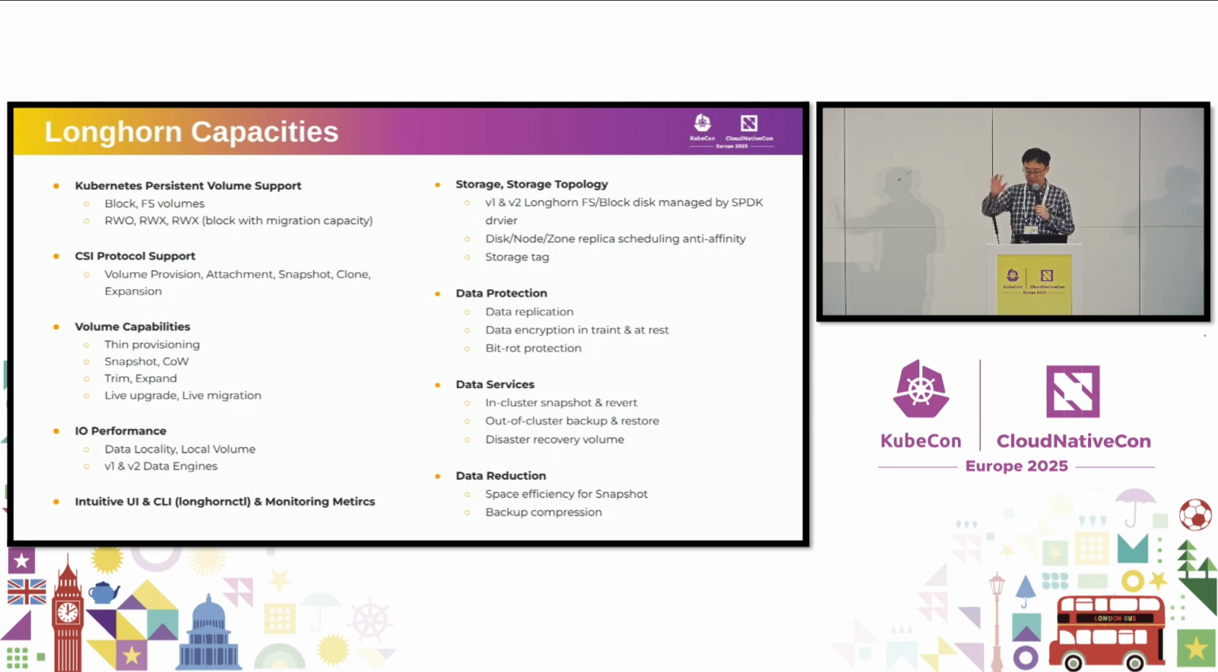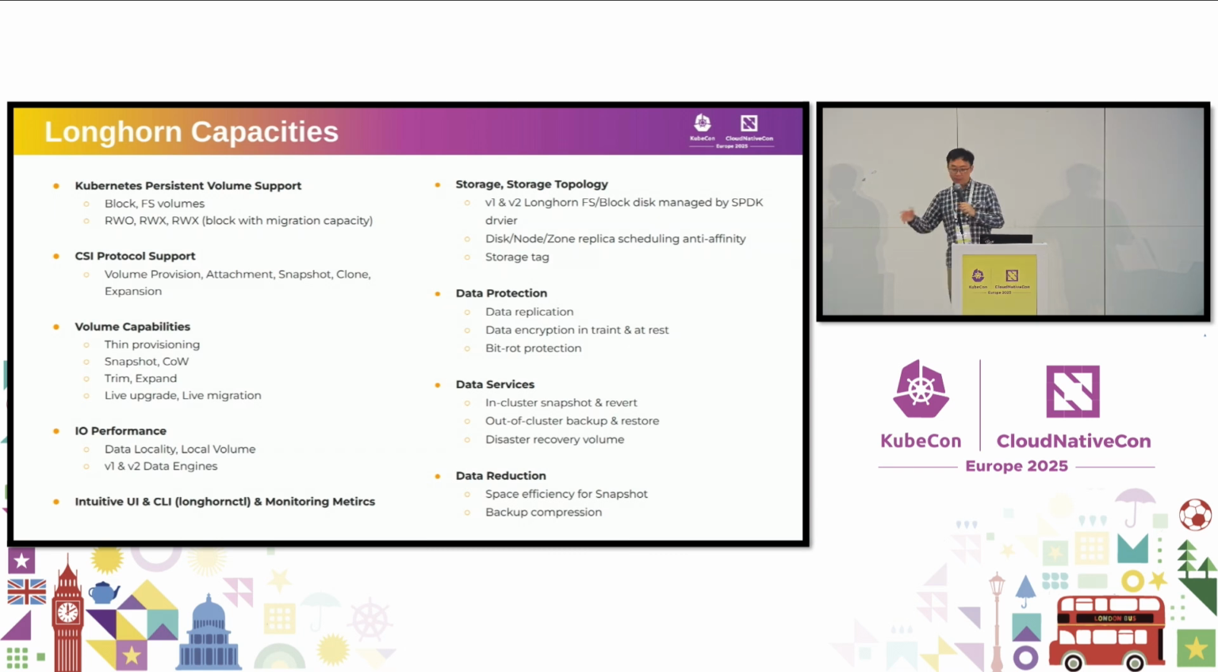Replication, we have anti-affinity, not just at the zone level, not just the node level. We also come with the disk level together with auto-balancing. So if your replicas are not balanced from a specific usage point of view, Longhorn has a function to let it balance. And storage tags to specify which disk, which node you want to use for a specific purpose. You can come with a specific storage class for it.